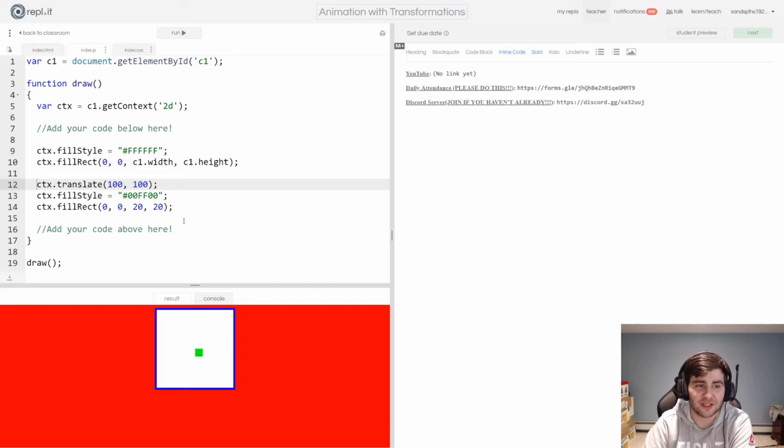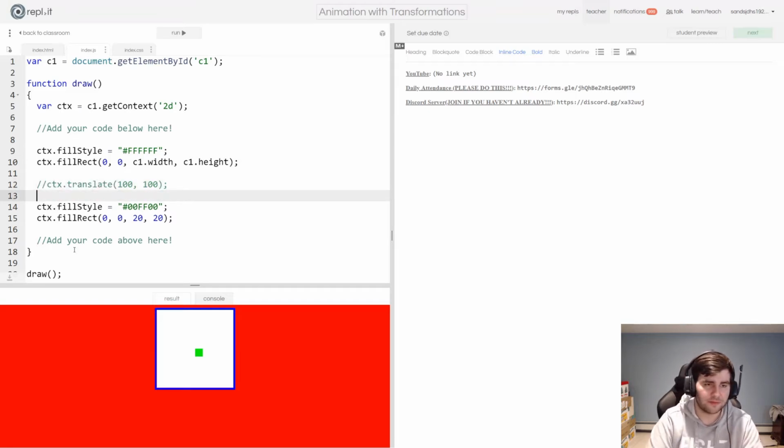Hi, everybody. All right, so yesterday we were talking about translation on the canvas. Today we're going to talk about rotation. So, real quick, before we get started, I'm just going to comment out that translate. We'll put it back in a little bit.